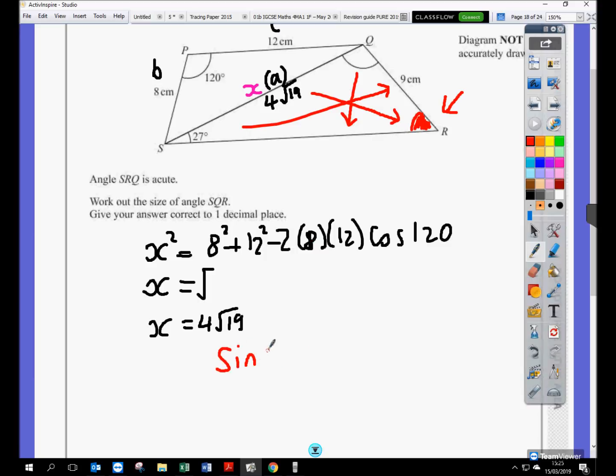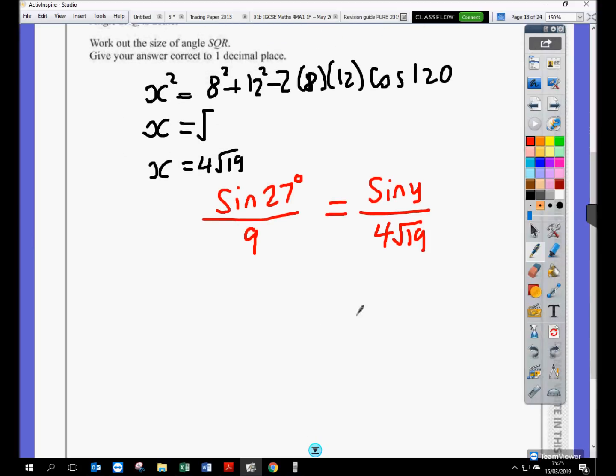So I pick an angle, so let's say it's 27 degrees, sine 27, over the side which is opposite to that, which is 9, equals sine of this angle here, okay, let's call this angle y, sine y, over the side which is opposite to that, which is 4 root 19. I can do a bit of rearranging. I can times the left-hand side by 4 root 19. So 4 root 19 times this fraction is equal to sine y.